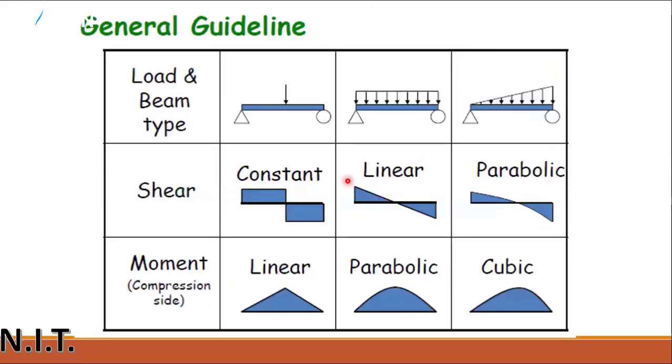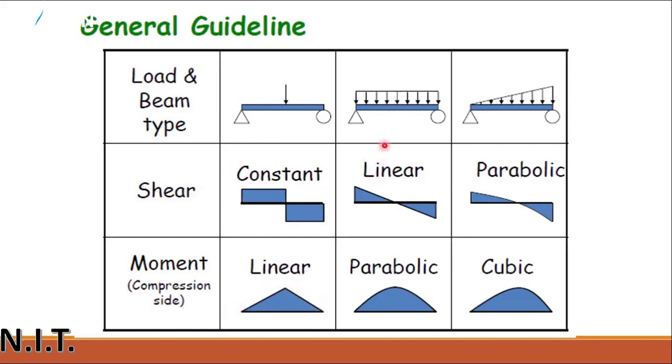These are the general guidelines. It is quite important. For example, if these are the different beam types, all beams are simply supported with different types of loading. If the load is a point load, then shear force will be constant in this way. This will be the shape of the shear force, and the moment will be on the compression side, the positive side, and it will be a linear line. This line will be a linear triangle.